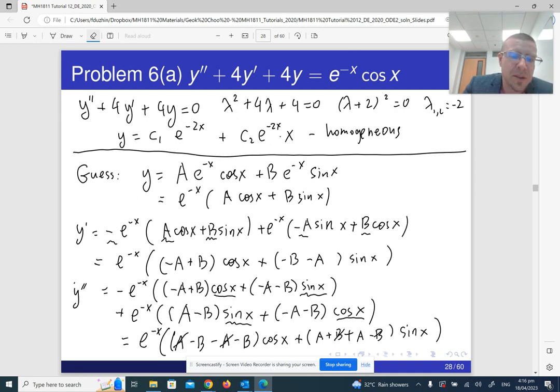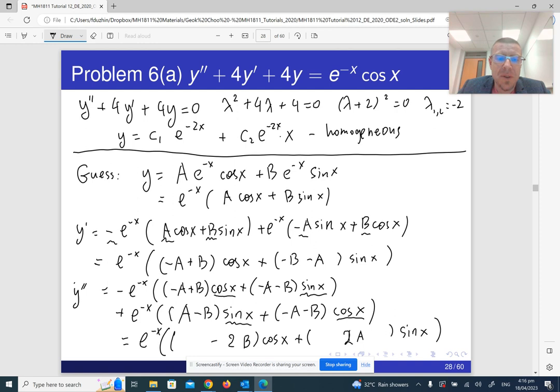So let me take an eraser. And then minus b is minus 2b, and a plus a is 2a. So let me just delete this and insert the coefficient 2. All right.